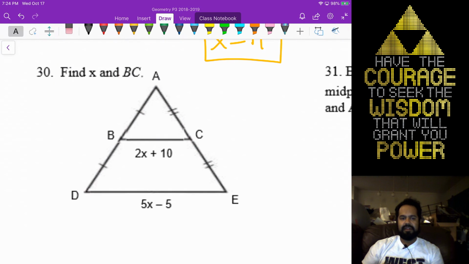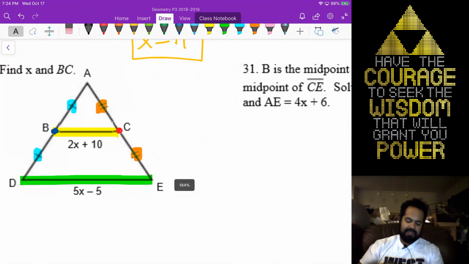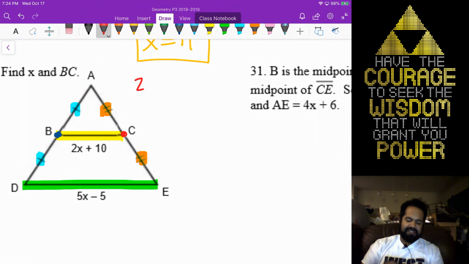Looking at number 30, we've got this beautiful line here, and this beautiful line here. Now the markings that are off to each of the sides are telling me that B is exactly in the middle of those two, and that C is exactly in the middle of the right side. Well, if I connect the midpoints, I create the midsegment. So that means that for these types of problems, we always say that 2 times the short equals the long.